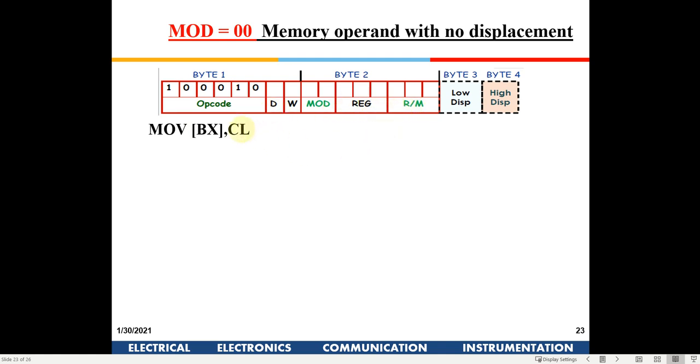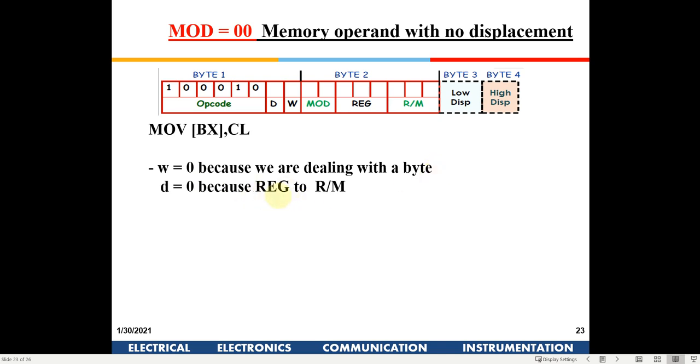Sir, I have a doubt. If we are going from CL to BX, that means you are going from register to R slash M. Correct. In that case, if you are going from left to right, D has to be 0, no? Correct. It has to be 0. It has to be from here to here. So you can't have a 1. Yeah, you have to be 0. My mistake. Now W is to be a 0 because we are dealing with a byte. D has to be 0 because we are going to move register to RM.